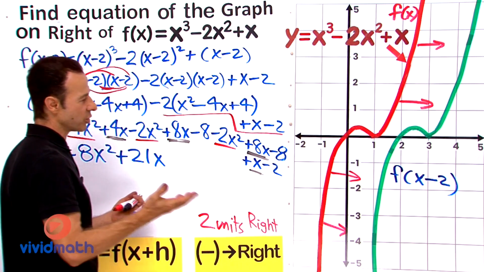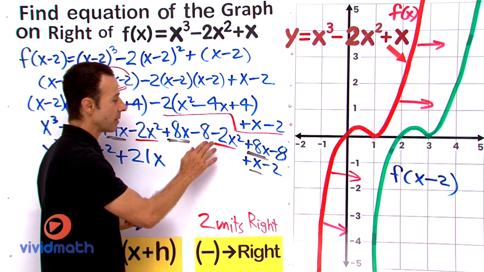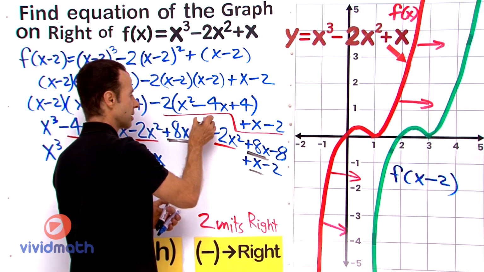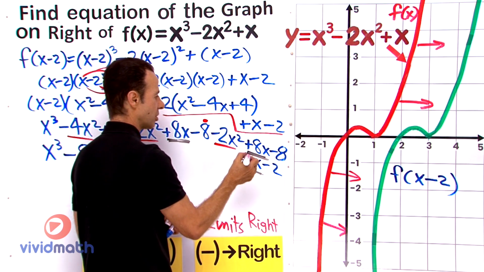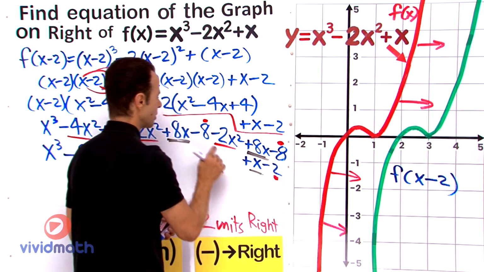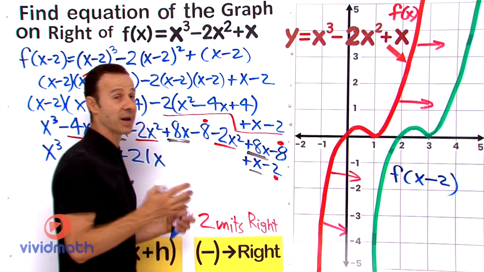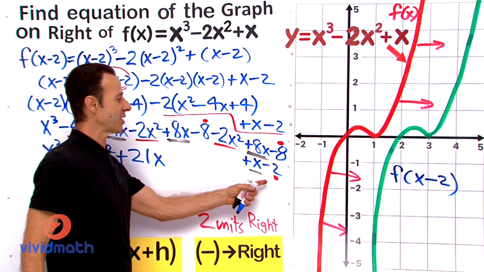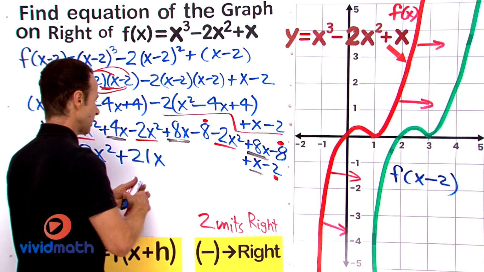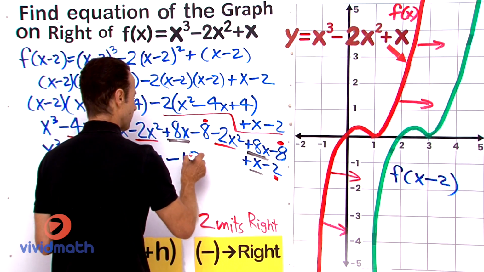Okay, what else have we got? Well, we got the constants here. We got a minus 8, a minus 8, and a minus 2. That's a like term. So minus 8 minus another 8 is minus 16. Minus another 2 is minus 18. So we have minus 18.